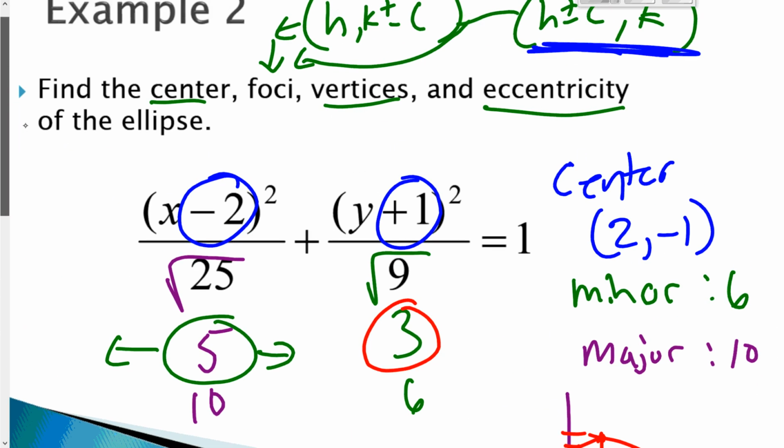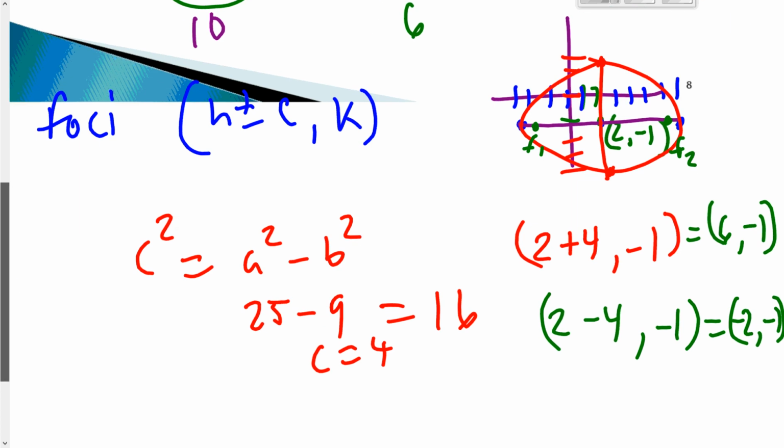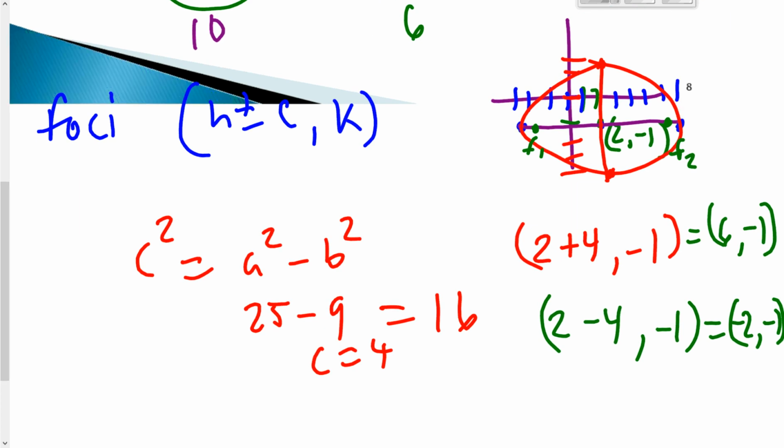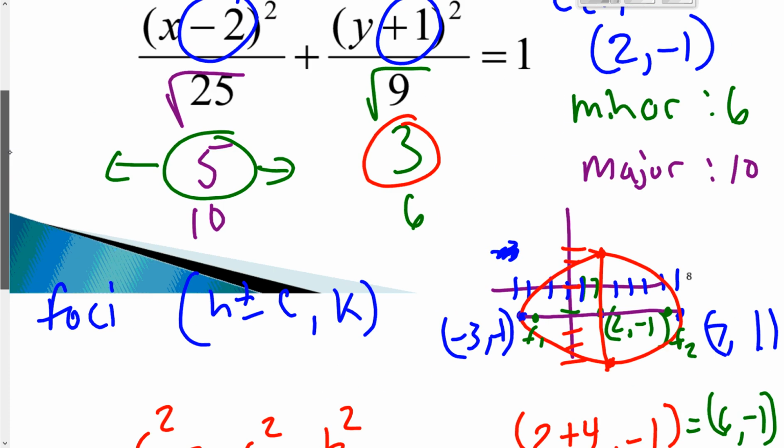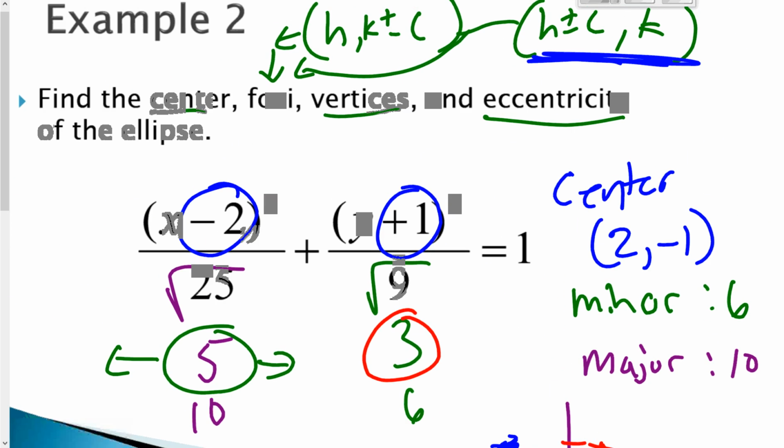And what else is asked for? Vertices. Vertices you can see right here are the endpoints on the major. So that's -3, -1. And then 2, 3, 4, 5, 6, 7, 7, -1. And you can tell if I take -3 to 7, that's a distance of 10, and that's what our major was. I think that's all. Oh, like eccentricity.